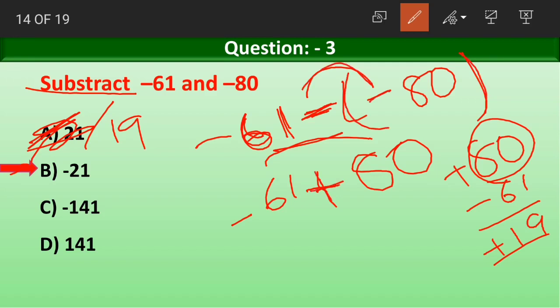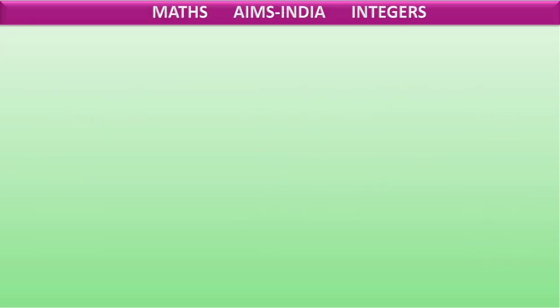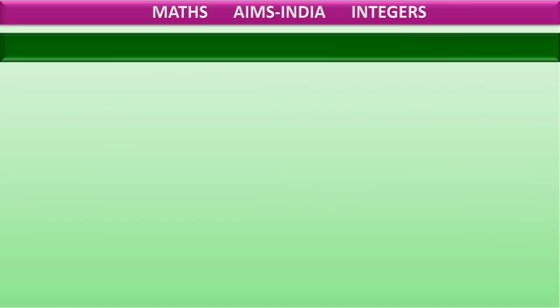Minus into minus is plus. Minus 61 plus 80 is equal to 19, and as 80 is the higher absolute value number and it has a positive sign, the answer also has a positive sign. Is it clear? Sorry for the wrong option here. The correct answer is plus 19.